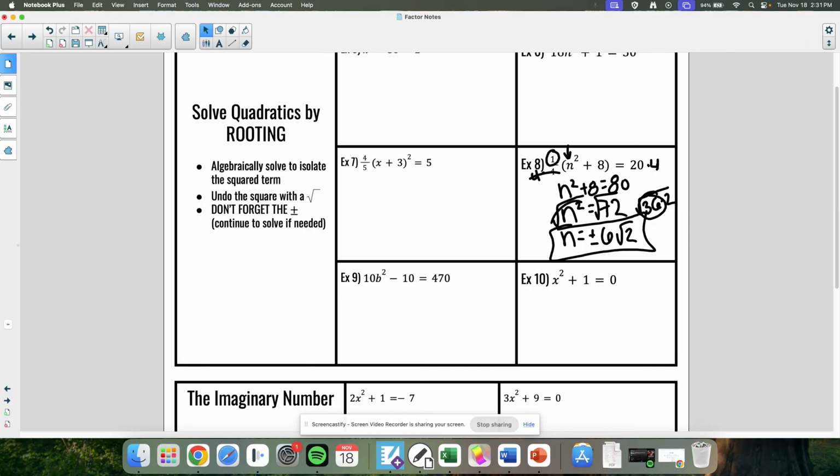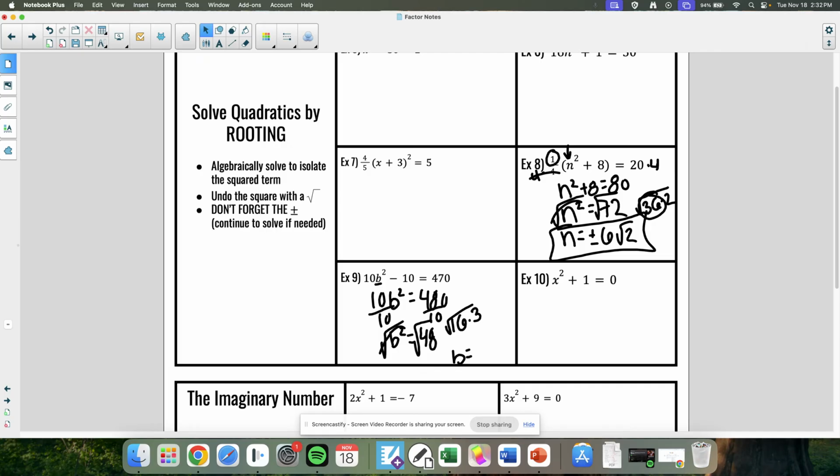Number 9. Again, we have one spot with one variable, so I'm going to algebraically get that by itself. First thing I have to move over is that 10. So I have 10b squared equals 480. Divide both sides by 10. You cannot take the square root until whatever is being squared is by itself. Once I have that by itself, I can now take my square root. The square and the square root cancel. So I'm going to be left with b equals the square root of 48. 48 is not a perfect square. However, what is the biggest perfect square that goes into 48?